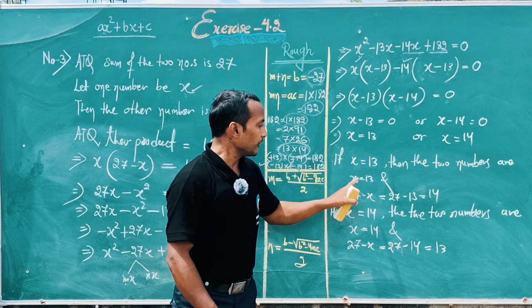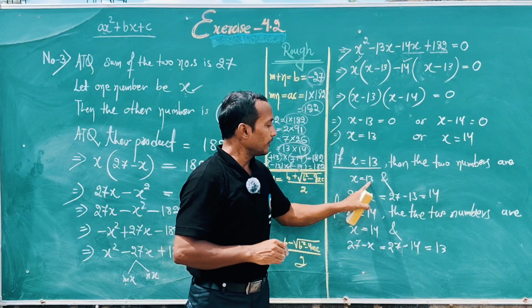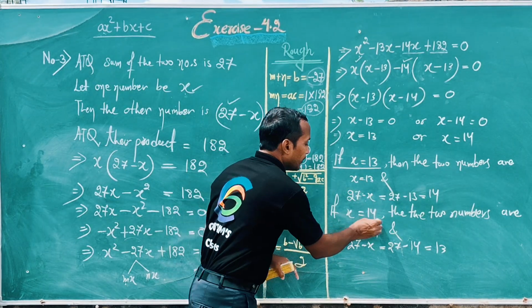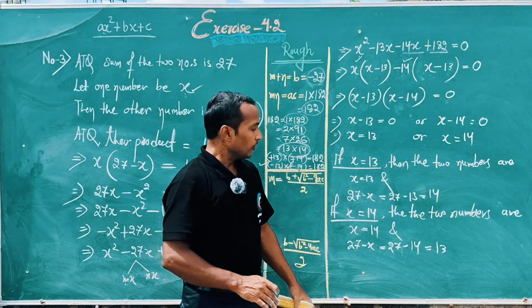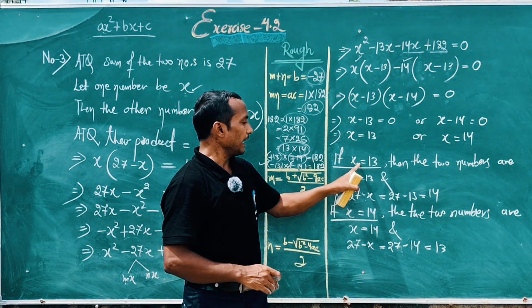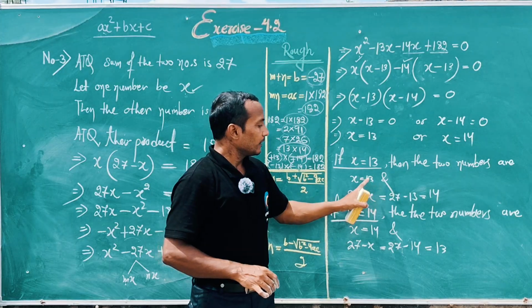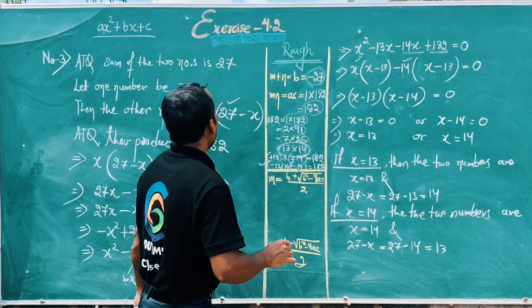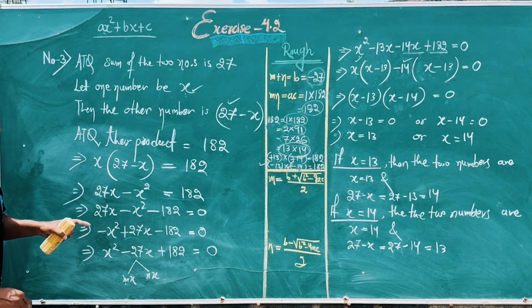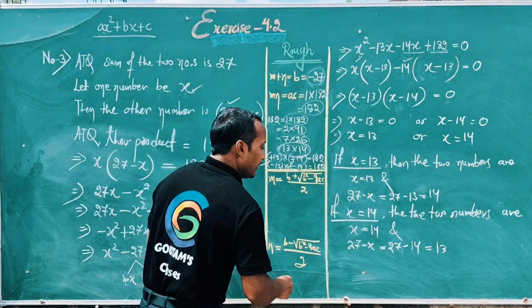So you observe the two cases. When you took x equal to 13, you got the two numbers as 13 and 14. When you took x equal to 14, you got the two numbers as 14 and 13. So whatever the condition, if you take x as 13 or x as 14, your answer is 13 and 14. The two numbers are 13 and 14. So the required answer for this particular question is 13 and 14. The two numbers that we were searching are 13 and 14.